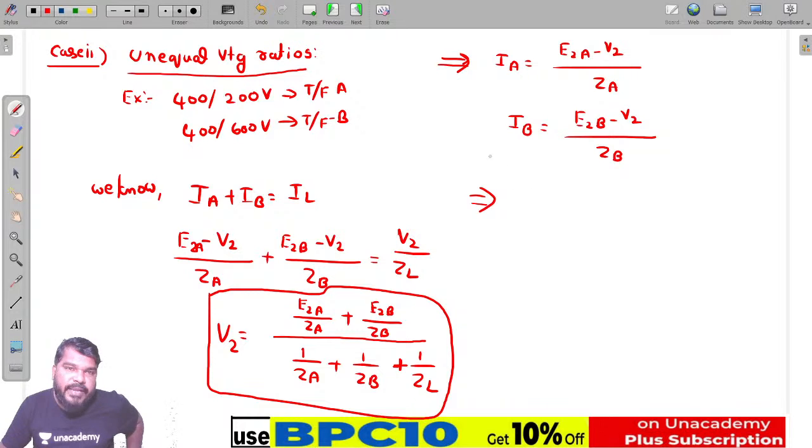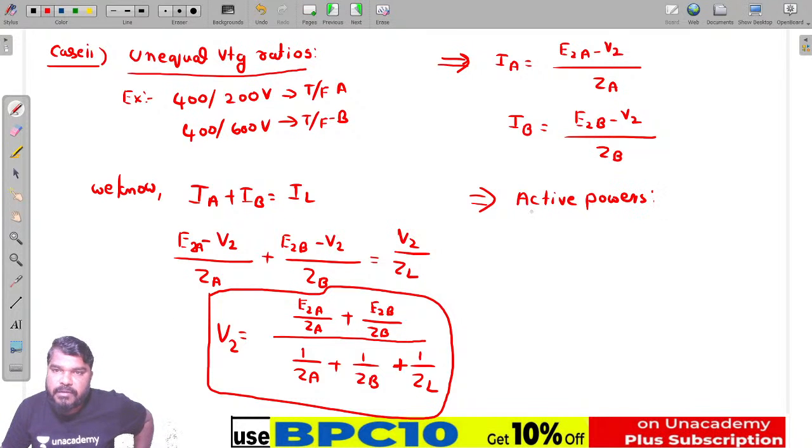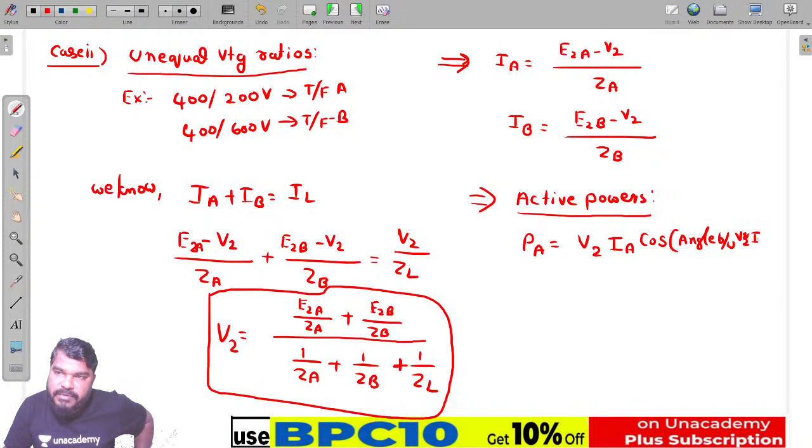Next, how do we get power? Let us find the active powers. How do we get the active power? PA, the active power shared by transformer A, is equal to V2 IA cos of the angle between V2 and IA. So this is the active power shared by transformer A.